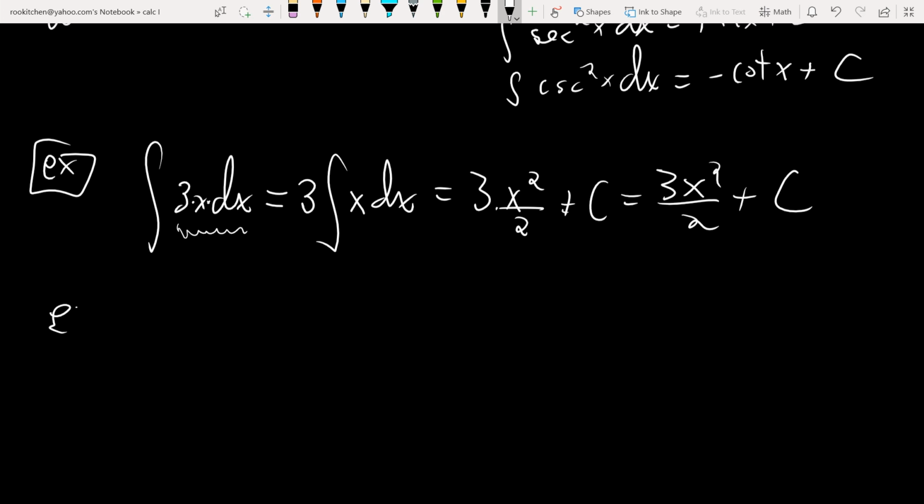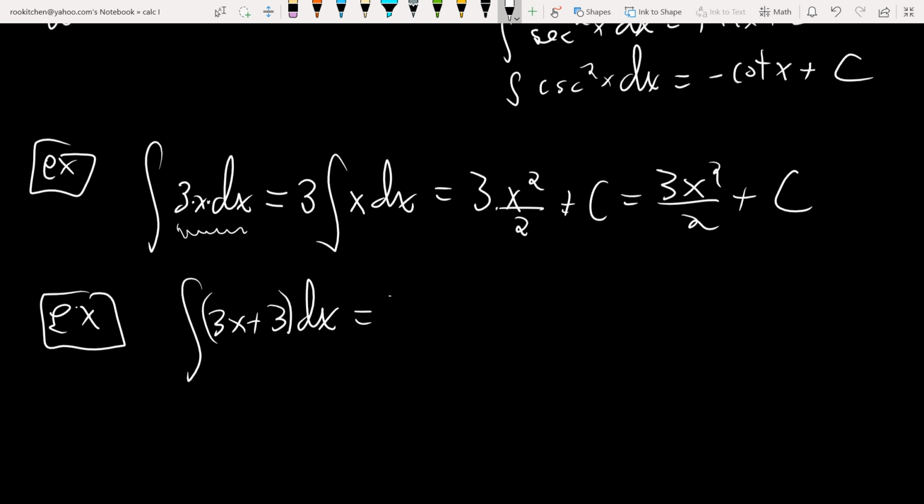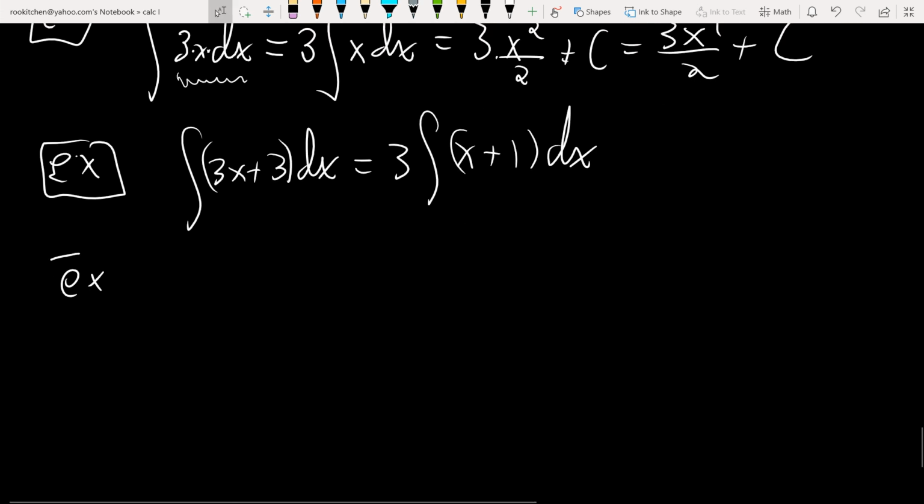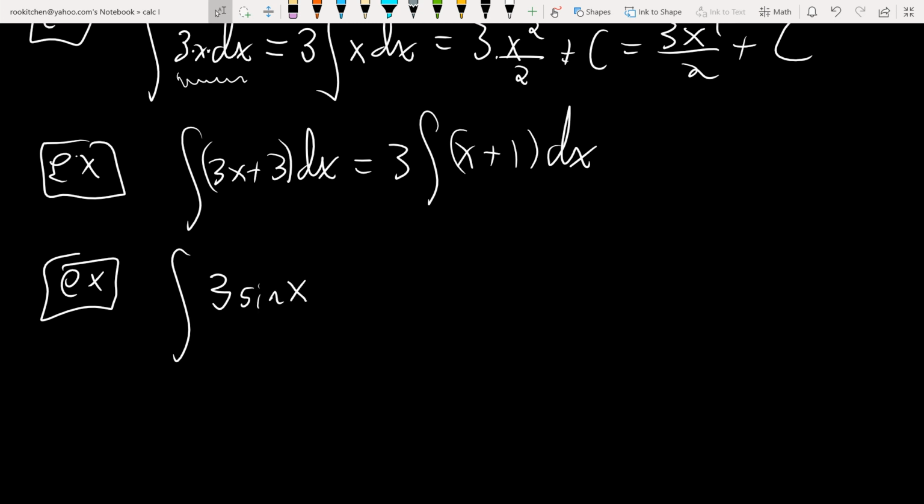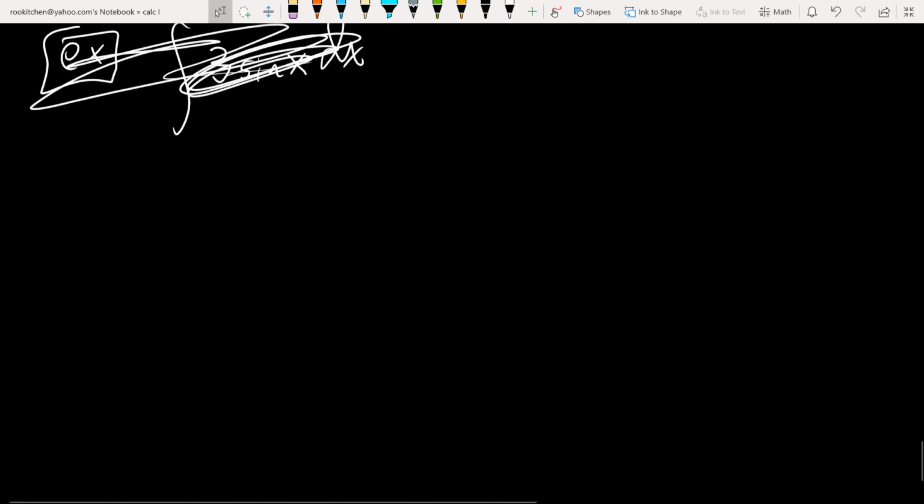That's a very important technique, you can always pull out constants. Even if you have 3x plus 3 dx, you can factor a 3 out of there as well. It may not be necessary, but you can do it. Here's a weird example of factoring something out that always freaks people out. 3 over 3 sine x dx. Let's not even go there. Let's save that for the future. I don't want to freak anybody out.